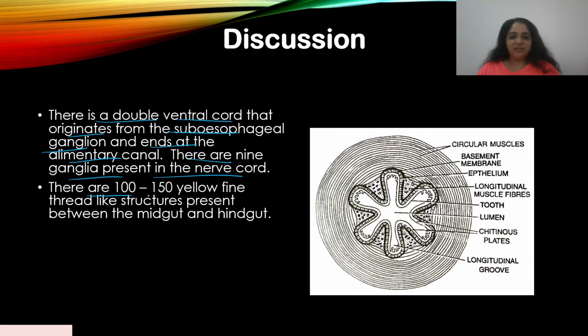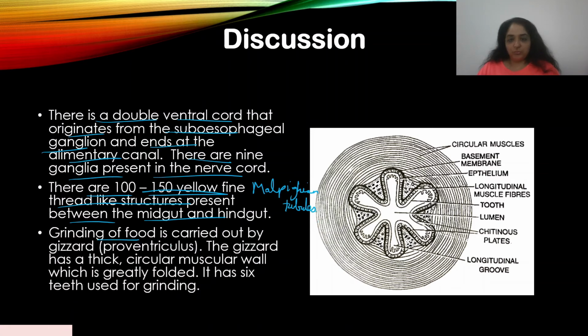So yeah, there are 100 to 150 yellow fine thread-like structures present between the midgut and hindgut. I'm talking about Malpighian tubules. It's not like 30, they're 100 to 150.